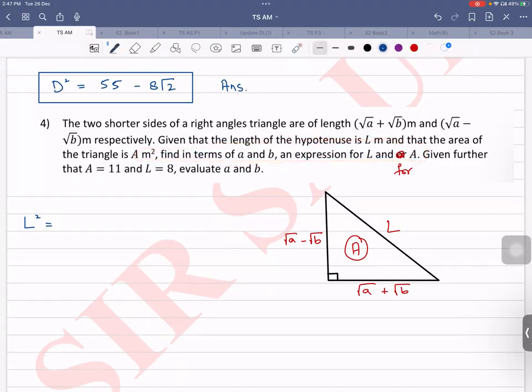So let's apply Pythagoras theorem. Hypotenuse square is equal to base square plus height square. So I'll give you a minute to simplify this.